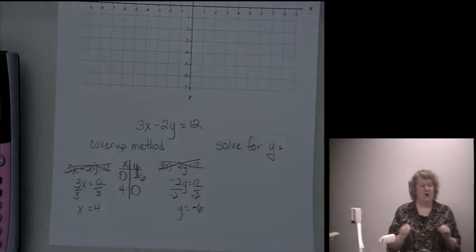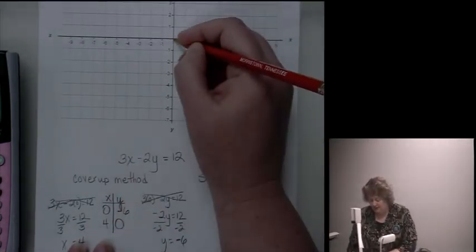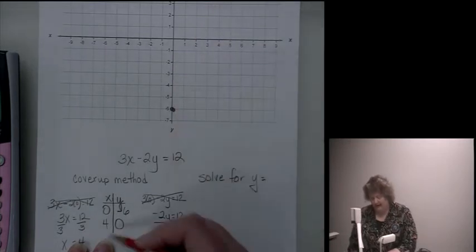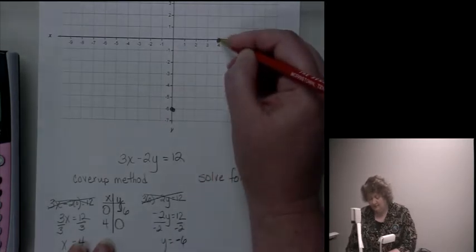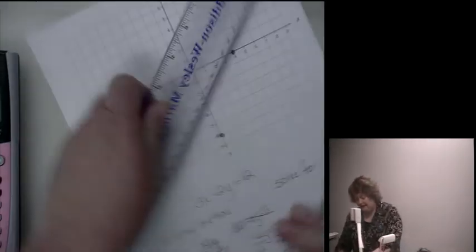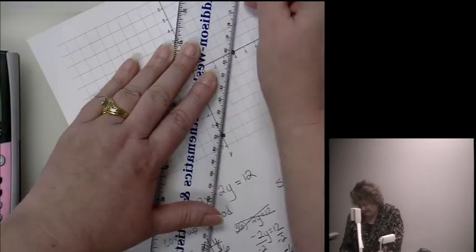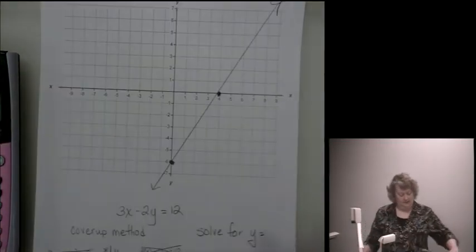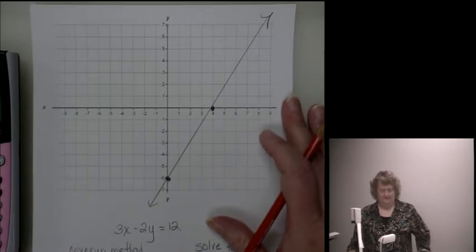And 2 points are enough to write the equation of a line. So I have 0, negative 6, and the point 4, 0. And I've graphed those 2 points. And I can connect those 2 points to make my line. It is a quick way to graph equations. And I love this method of graphing equations.